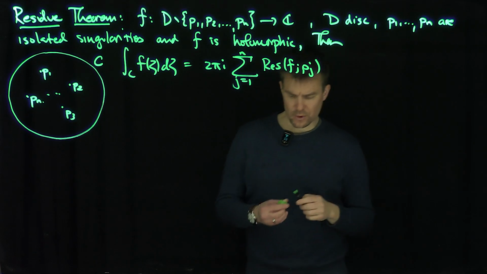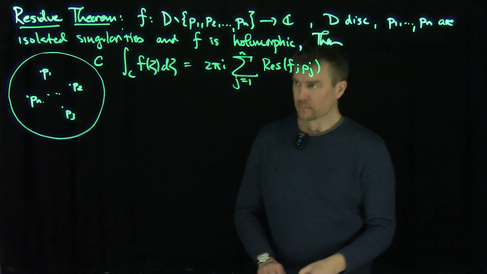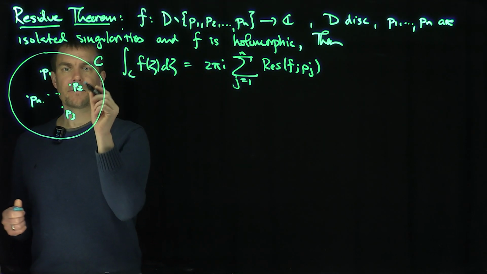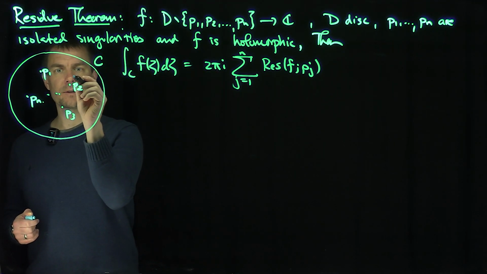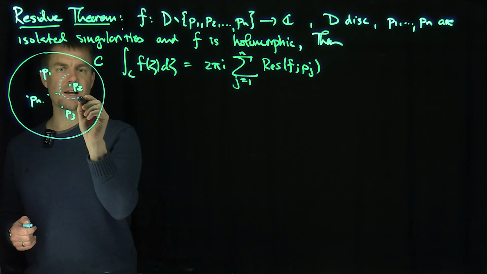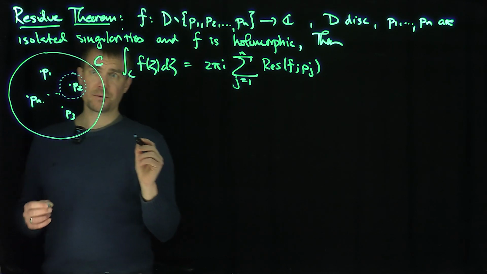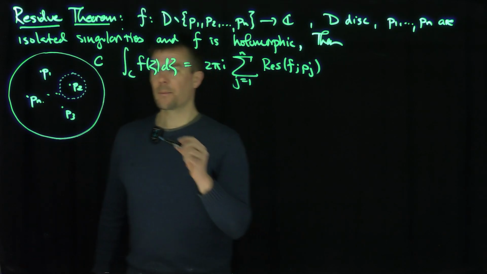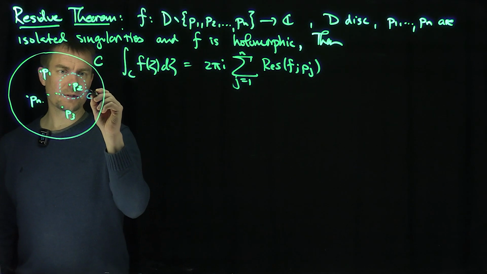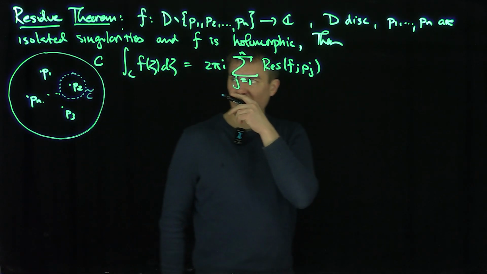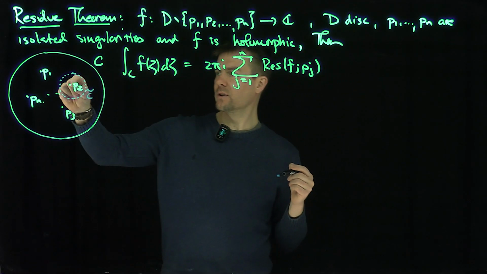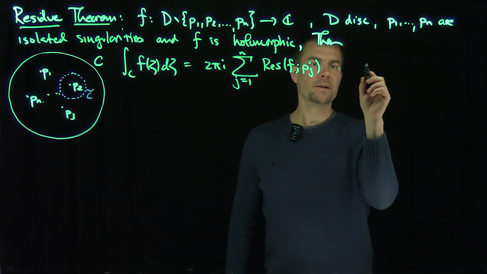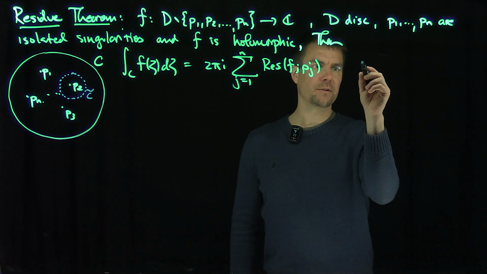Where what is a residue? Of course, I know that the function f near these isolated singular points, let me give an illustration. If I look at a point p2, for example, I can draw a circle around p2 that does not intersect any of the other singularities. I'm going to call that circle C tilde. On the interior of C tilde minus that point p, I know that f has a Laurent expansion. So f near p2 can be written as follows.